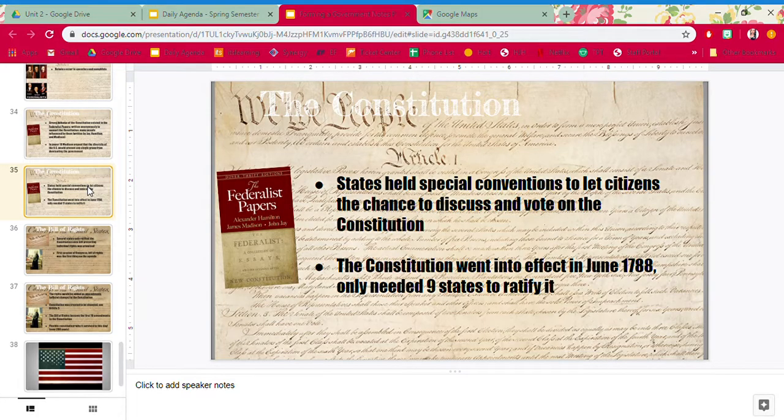And many states actually held conventions where regular people, like you and me, commoners, could go and discuss and debate the Constitution. And then in June 1788, the Constitution officially goes into effect. There are huge debates in the large states, and it took a lot of convincing, but people eventually accept this new government.